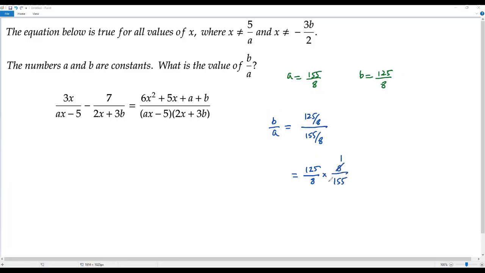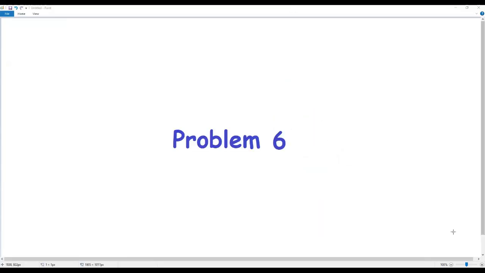Here 8 goes into 8 one time, 8 goes into 8 one time, and for 125 and 155 we have the greatest common divisor 5. That is 5 goes into 125 25 times and 5 goes into 155 31 times. 25 times 1 we get 25 in the numerator. In the denominator we have 1 times 31, that is 31. Here I got the value of b over a, that is 25 over 31.